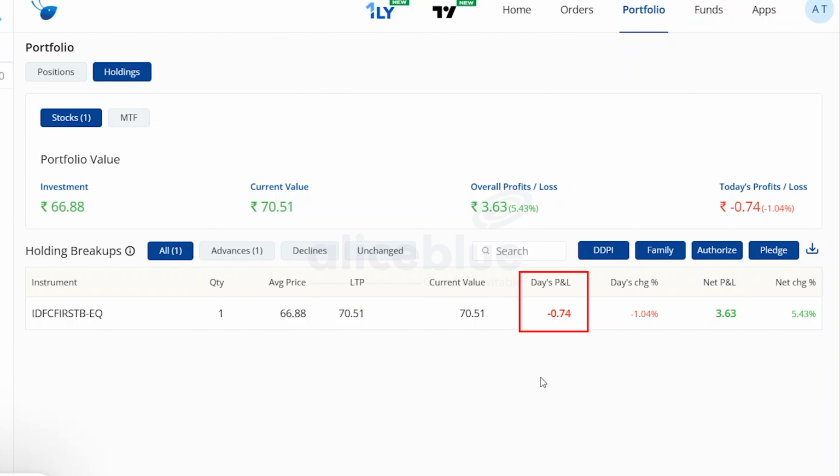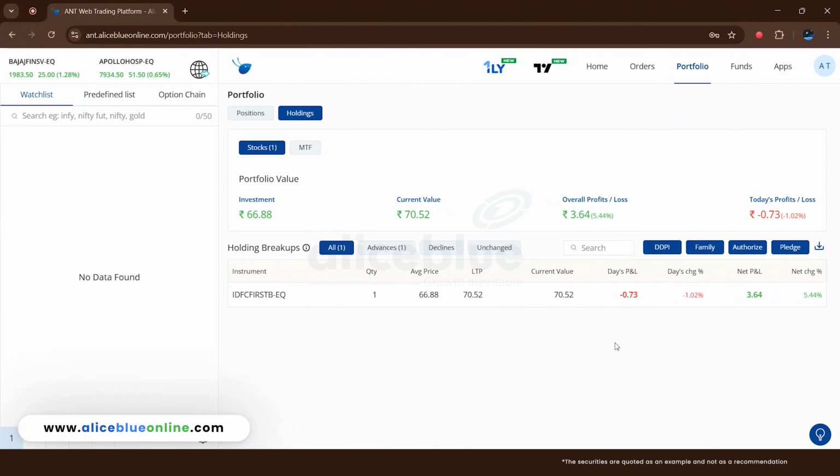Day P&L shows profit or loss for today's price movement, while net P&L shows the total profit or loss since you bought the stock. Day change percentage and net change percentage highlight the movement for the day and overall. These details help you track your investments clearly.